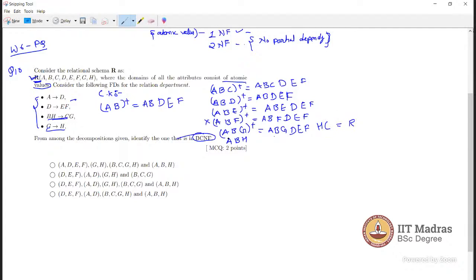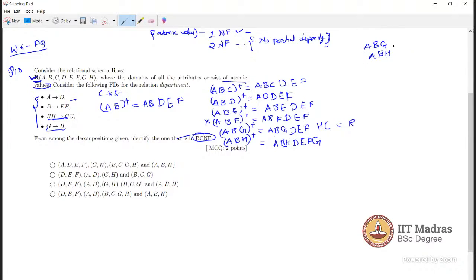Now let us take the other combination, that is ABH. From A I will get D. From D I will get EF. And from BH I will get CG. Yes, so this is also a candidate key, right? So ABG and ABH are my candidate keys. These two are the candidate keys.